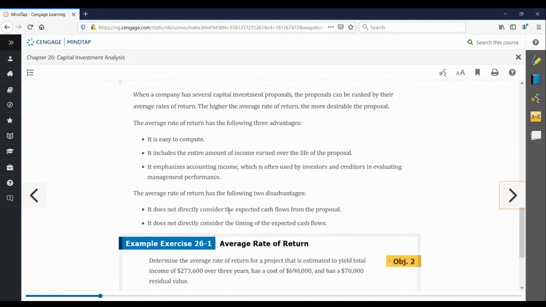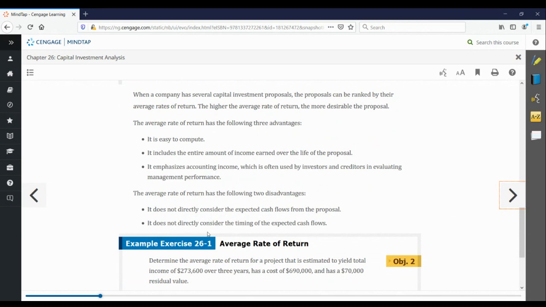Some of the disadvantages is that it's not subject to the cash flows from the proposal. In other words, in our formula, we did not evaluate the cash flows that we are going to get from this particular type of machinery. That would be a part of present value analysis, which we would subject this asset to later on if it meets management's expectation for the average rate of return first.